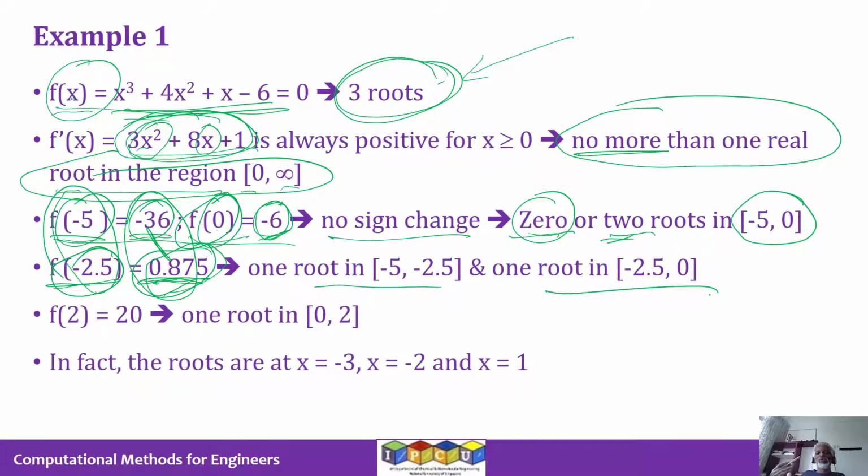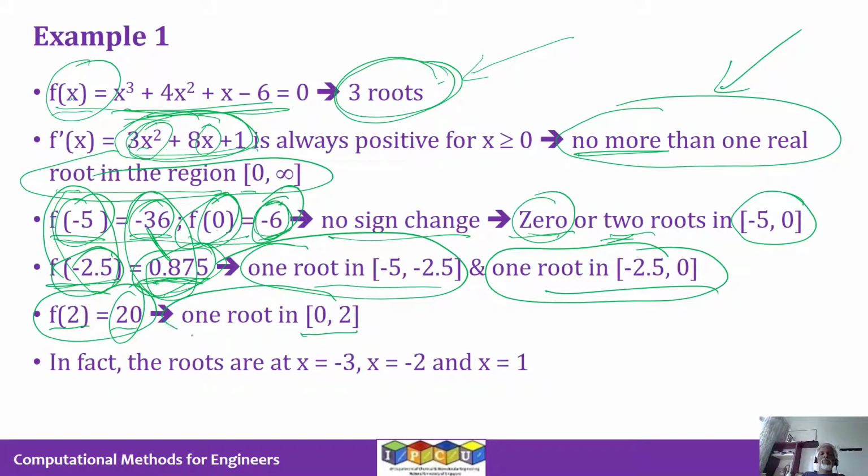So these are the clues that we get by looking at the function, by looking at the derivative of the function, and by testing the function at some values. We are able to get all this information. I also tried f(2) and I got a value like 20. So I know there is going to be one root in the region 0 to 2. That also satisfies this condition, right? Because f(0) is -6, f(2) is 20, so there is a sign change from minus to plus. So there should be one root between 0 and 2. So there's going to be one root in this interval, one root in this interval, and one root in this interval.